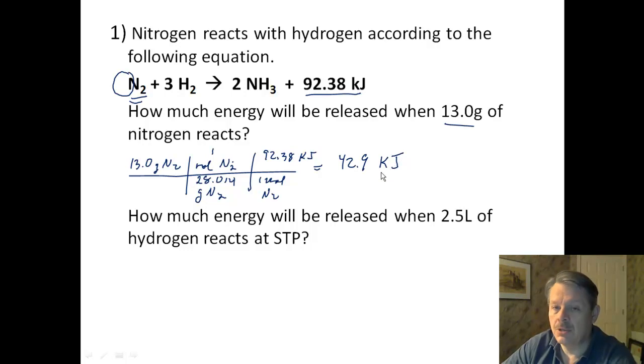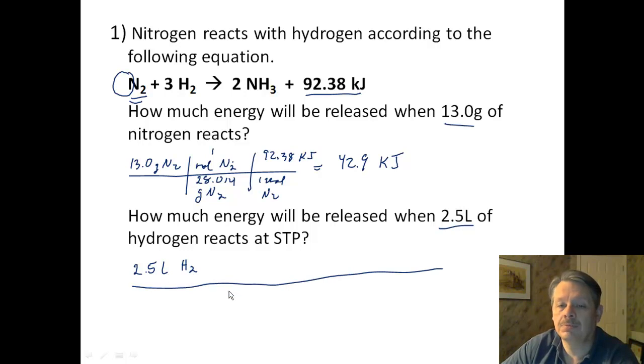Now, this next one's a little bit trickier. We have to be careful with this one. We have 2.5 liters of hydrogen, and it's reacting at standard temperature and pressure. All right, so we have to get rid of liters of hydrogen. We have to go to moles of hydrogen. Now, using the same logic we just did above, we have to get rid of moles of hydrogen and go to kilojoules of energy.